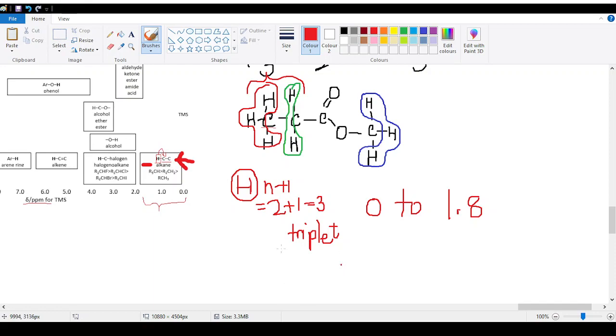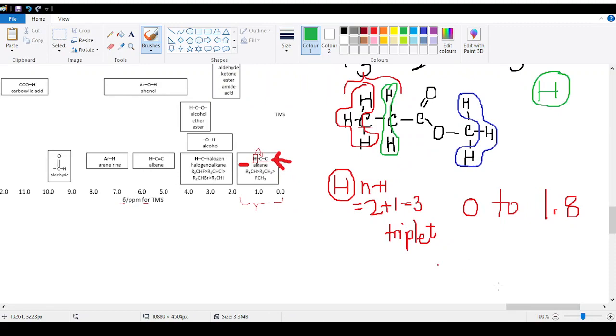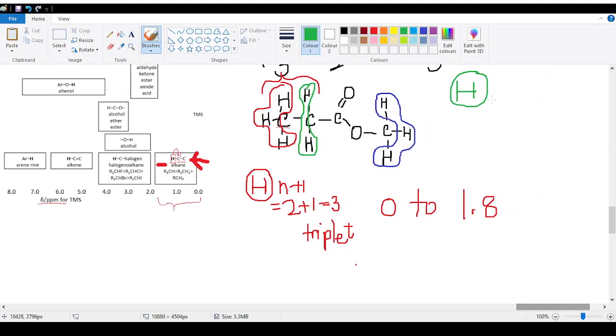And then look at the green color hydrogen atoms. What do we expect? Singlet, duplet, quartet? Tell me. For the green colored ones, I guess their neighbor has three hydrogens. So it's 3 plus 1, that is 4, which is a quartet. Nice.